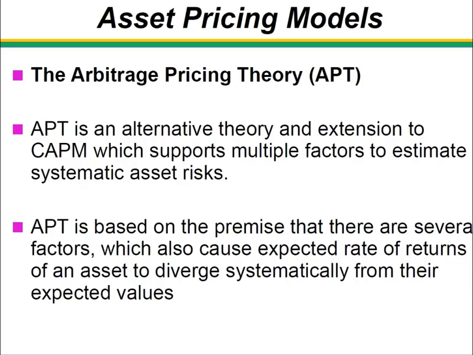The key insight of APT is that asset returns are driven by multiple systematic risk factors, not just overall market movements. This is more realistic than CAPM's single factor approach because economic reality involves multiple sources of systematic risk. For example, a utility stock might be particularly sensitive to interest rate changes, while a technology stock might be more sensitive to economic growth rates. APT allows us to model these different sensitivities explicitly rather than assuming all systematic risk just comes from general market movement.